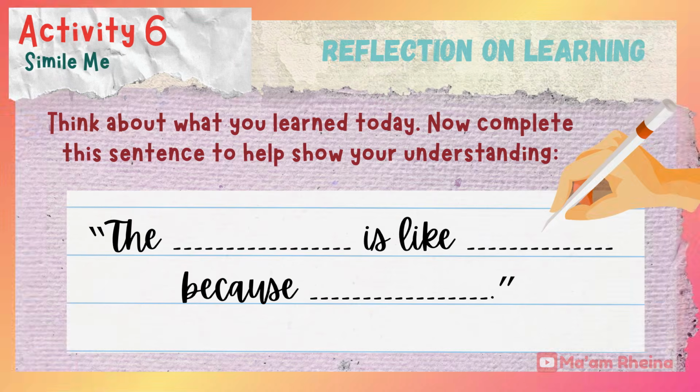Now, let's pause for a moment to reflect on what we've learned so far. Activity 6 is called Simile Me. This is your chance to think deeply and creatively about the concepts we've explored. Here's your task. Complete the sentence. The blank, concept, skill, word, is like blank because blank.